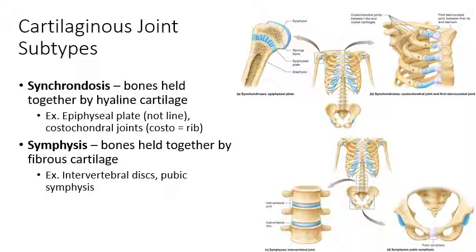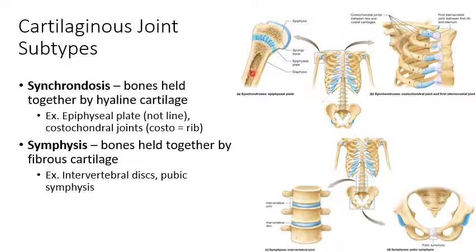But you also have other synchondrosis joints in the body, like the costochondral joints, for instance, which would be the major example actually. So the costo there just means ribs. Costal bones are ribs. So a costochondral joint is between a rib bone and cartilage.